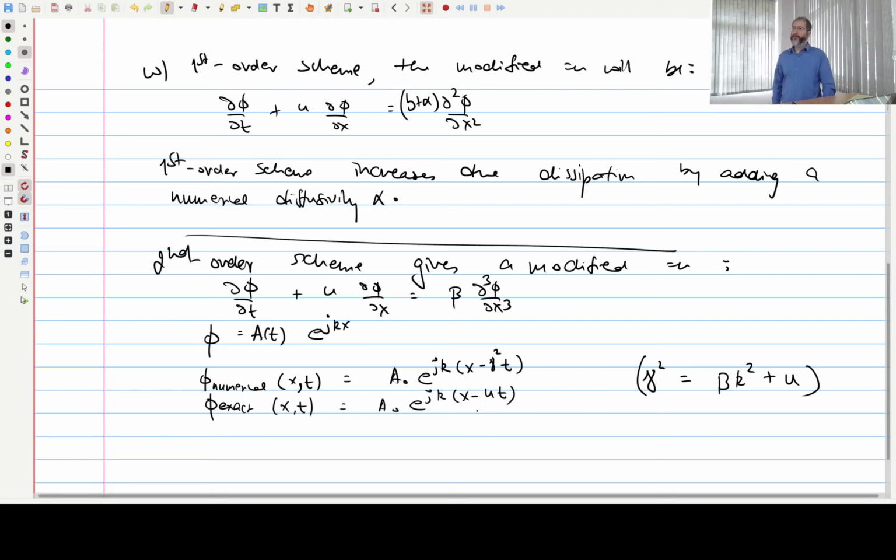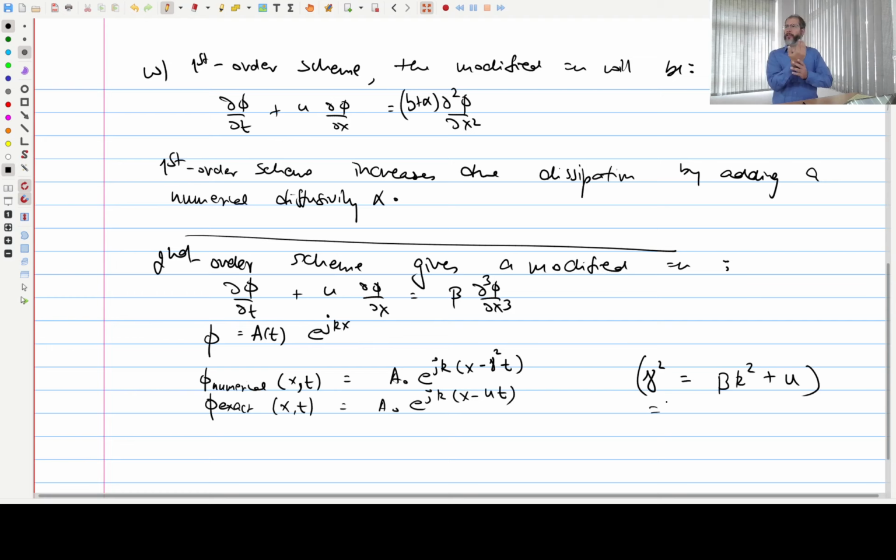And what's happening to the wave speed? So instead of u, we have a gamma squared, and this gamma squared is u plus beta times k squared. Now this beta times k squared could be positive or negative depending on what the beta sign is. This time I'm not forcing beta to be positive. But the only effect it has is you can think of a wave moving with a certain speed u.